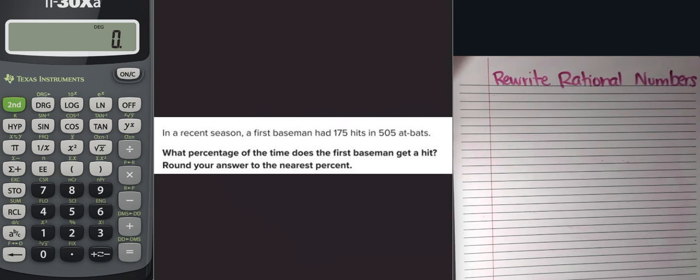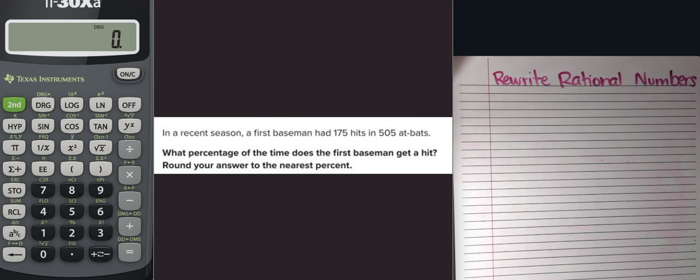All right. So in this example, what we're going to do is rewrite rational numbers so that we can solve a real world problem. In a recent season, there's a first baseman that had 175 hits and 505 at bats. What percentage of the time does the first baseman get a hit? Round your answer to the nearest percent.